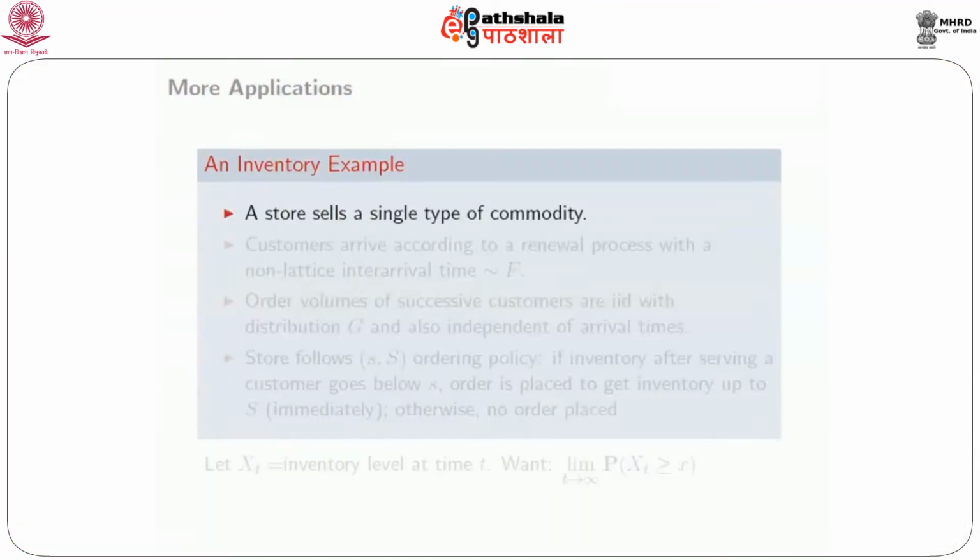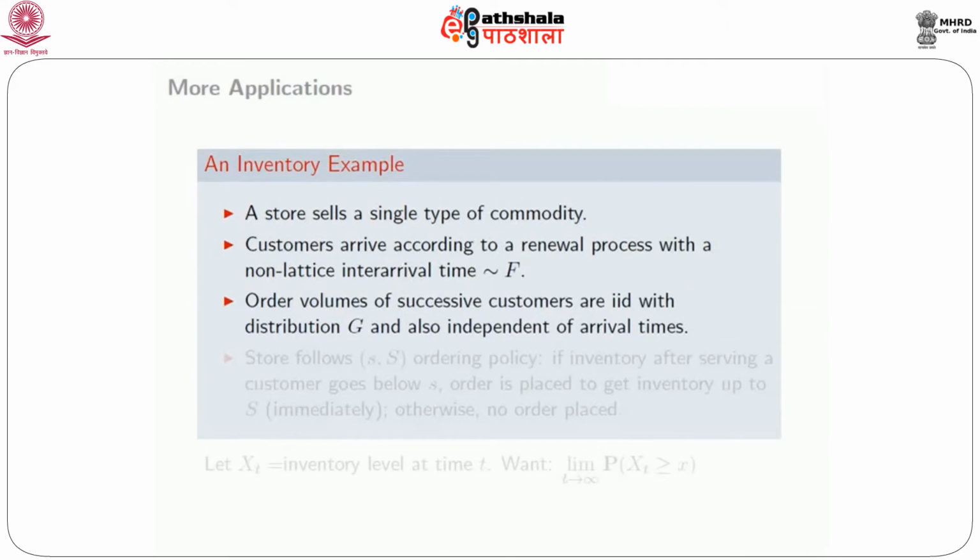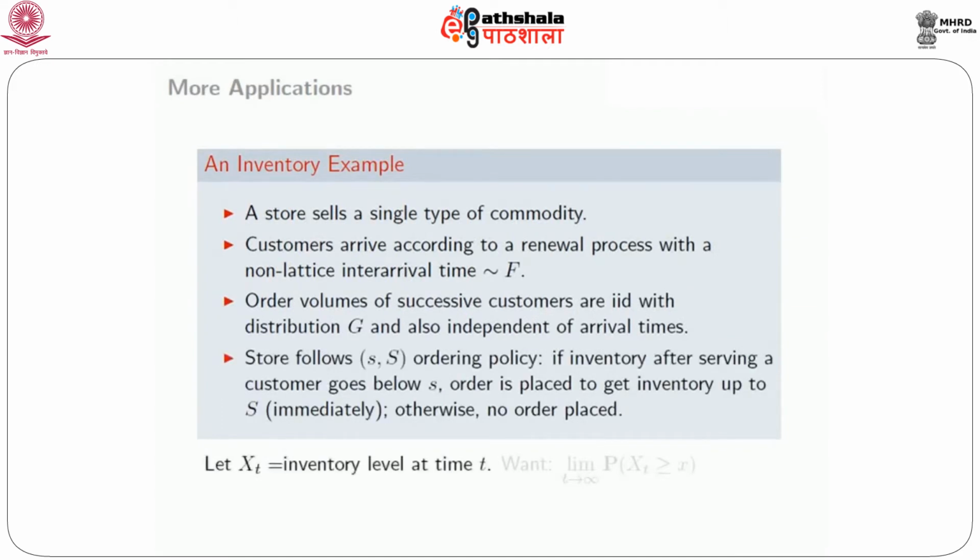So now we want to look at an inventory example. Customers arrive according to a renewal process with a non-lattice inter-arrival time distributed as F. That means successive customers arrive, the times between successive arrivals are IID and have distribution F. Order volumes of successive customers are also random and IID with distribution G. And the store follows a very standard ordering policy, denoted the little s, capital S policy. I'll call it the s, S ordering policy.